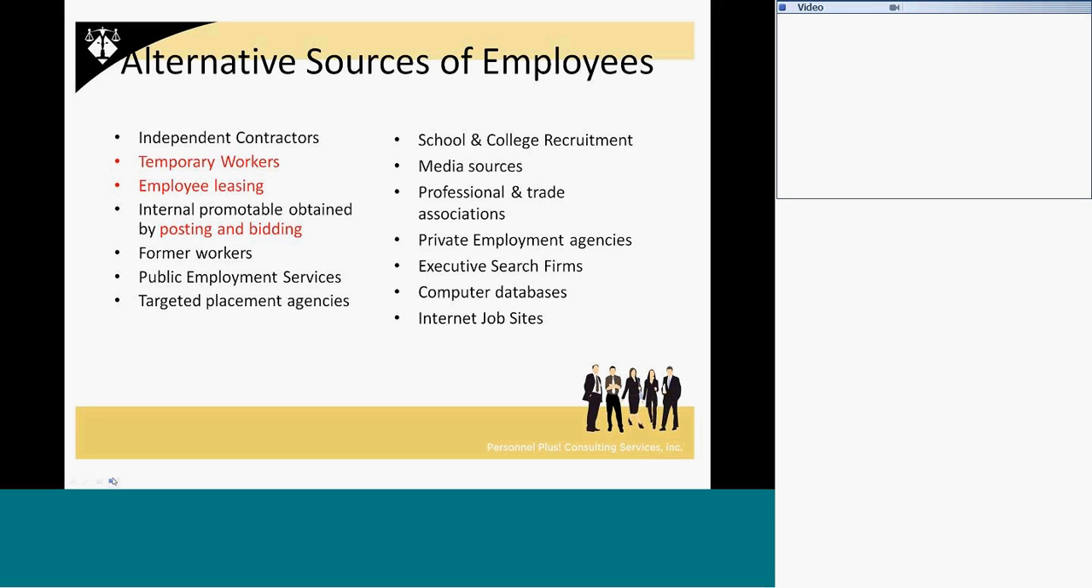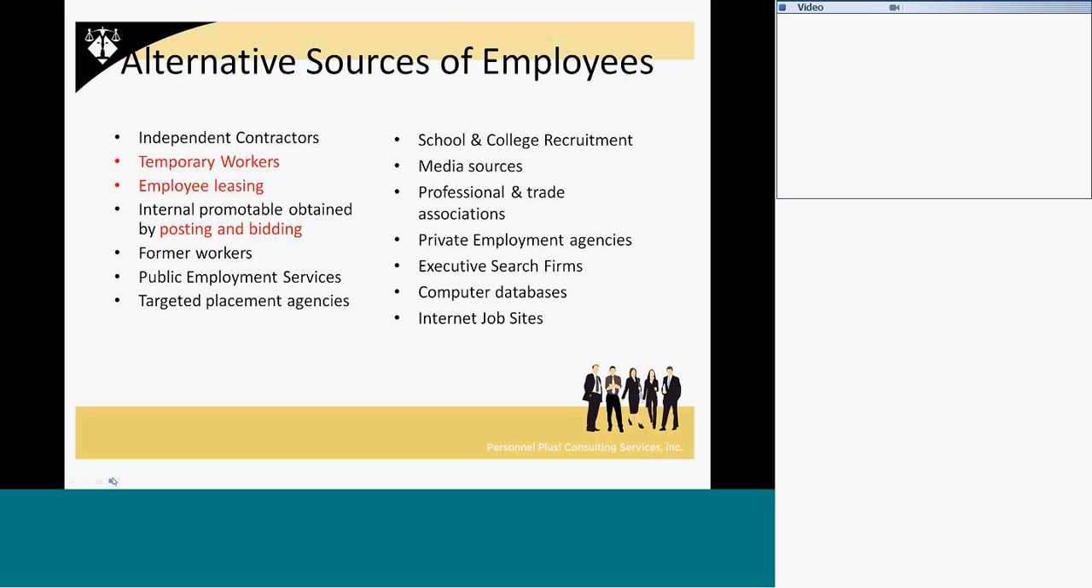Professional and trade associations, many of them have newsletters that go out to their members, and so they will disseminate your job announcement to people who are in a specific trade or profession.